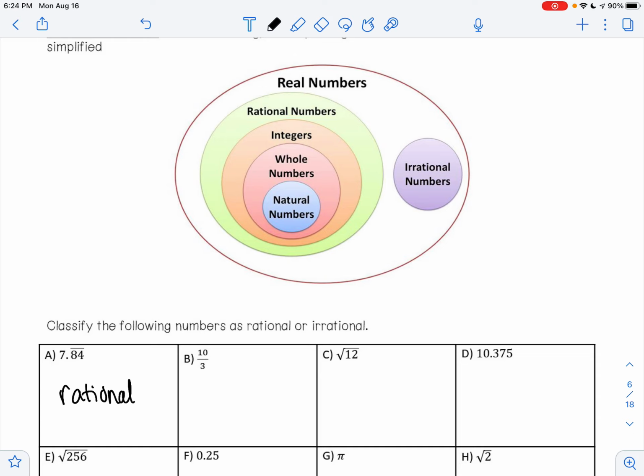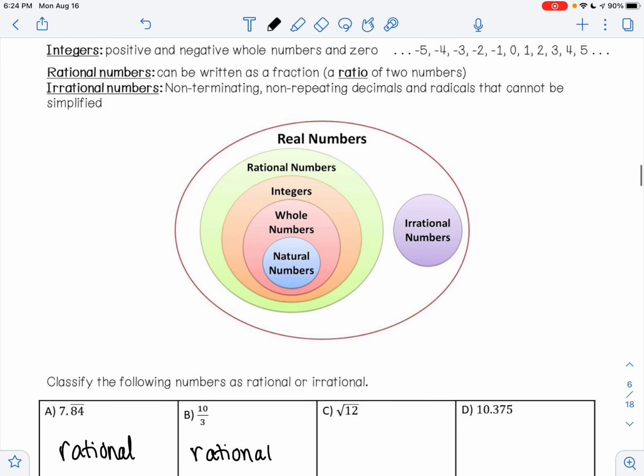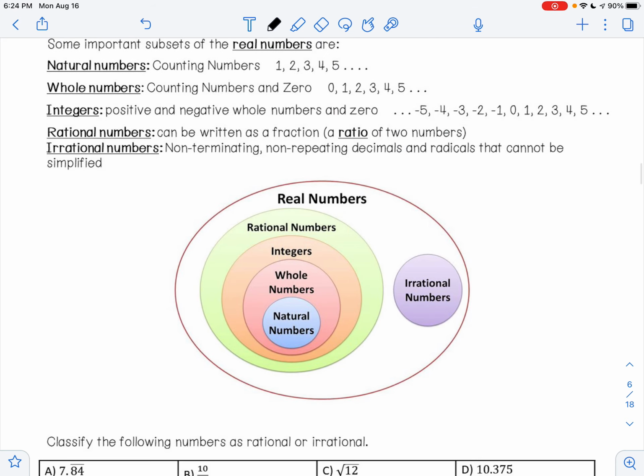On B, I have 10 divided by 3. This is a rational number because it's written as a fraction. Remember that rational numbers are any number that can be written as a fraction.